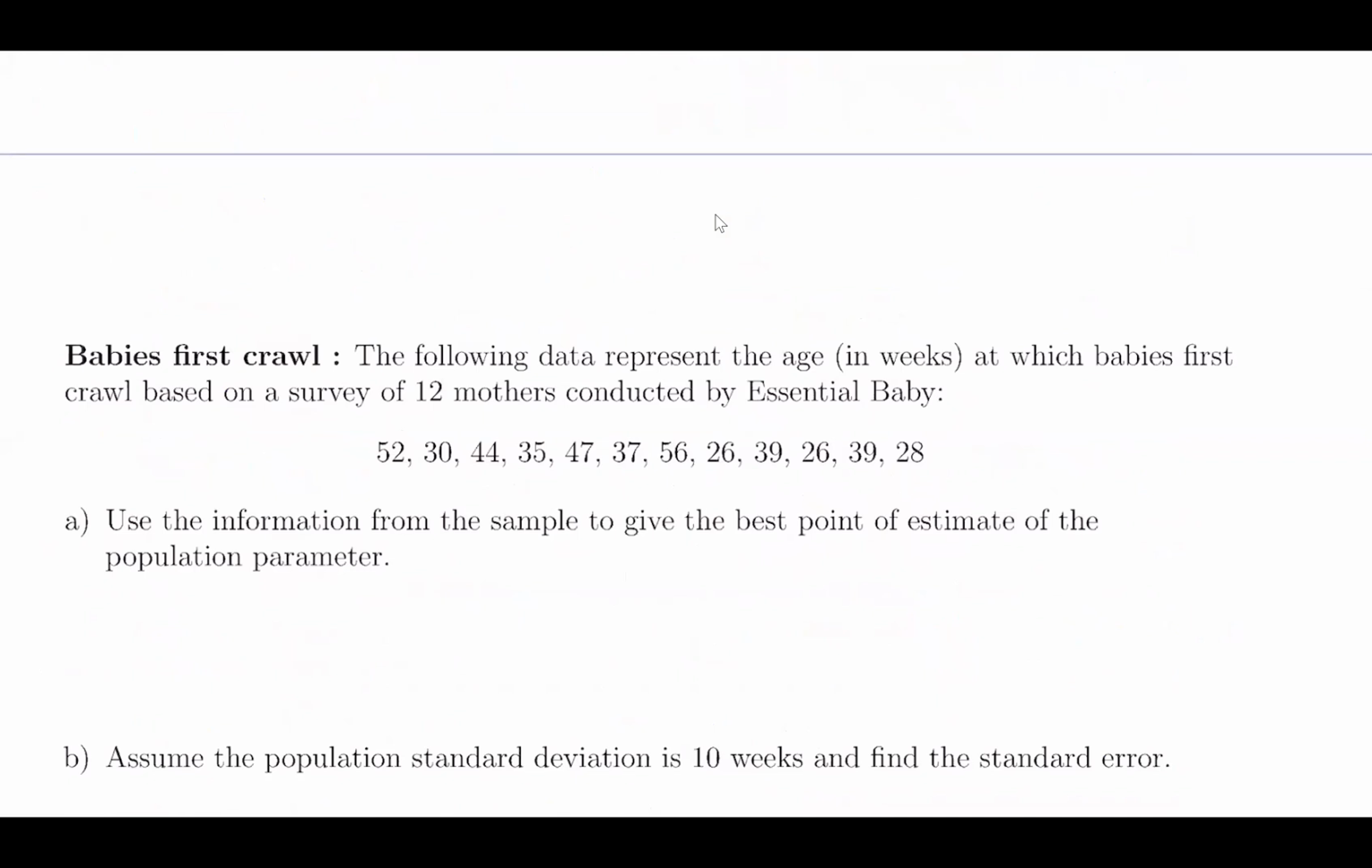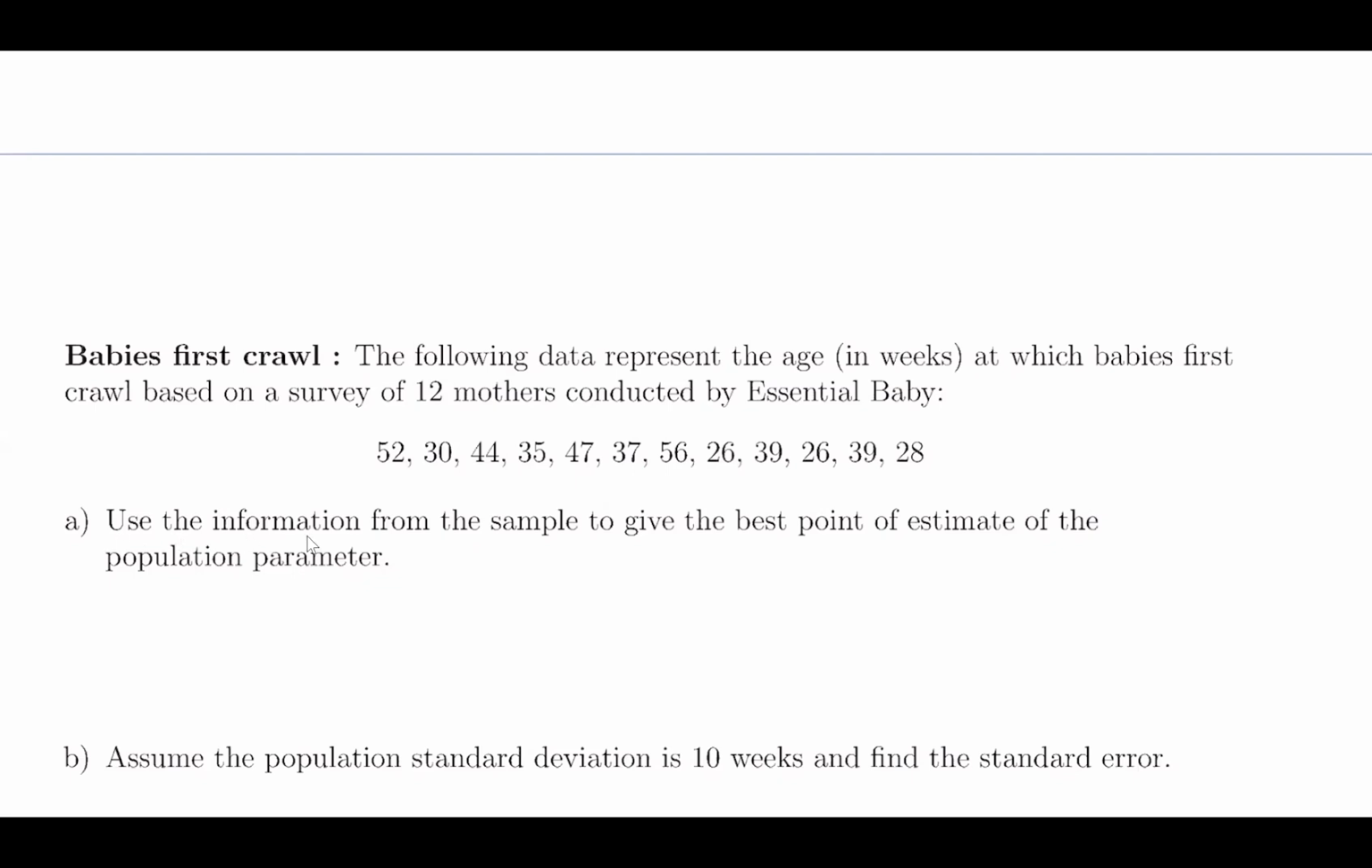All right. So for the next data set, the following data represent the age in weeks at which babies first crawl, based on a survey of 12 mothers conducted by Essential Baby. We want to find out how long it takes a baby to first crawl, in weeks. So we collect the data set of 52 weeks, 30 weeks, 44 weeks, 35, and so on and so forth. So let's do part A.